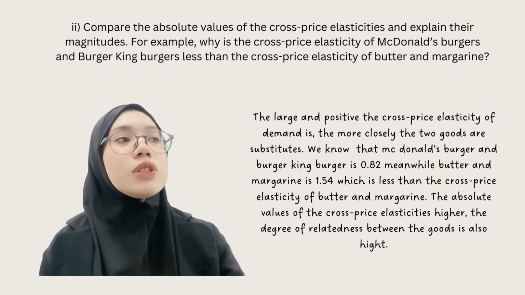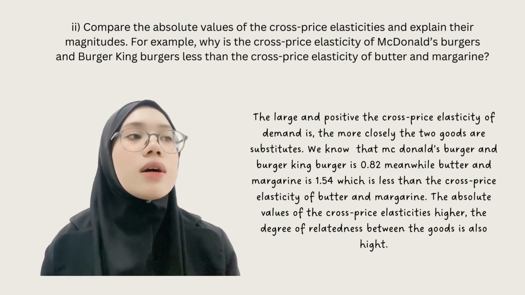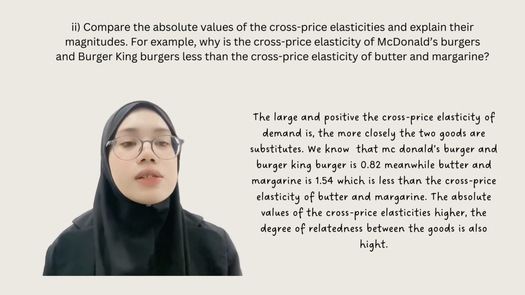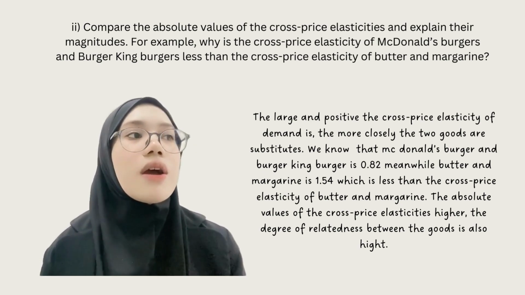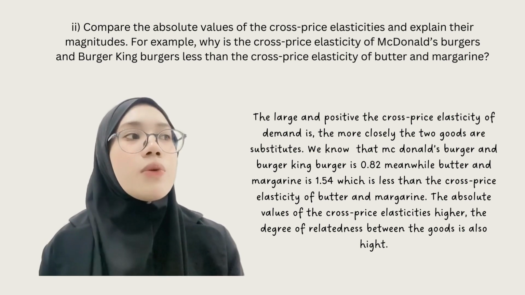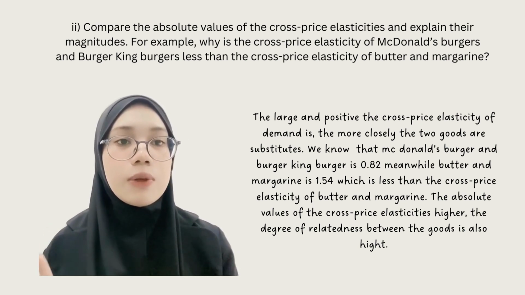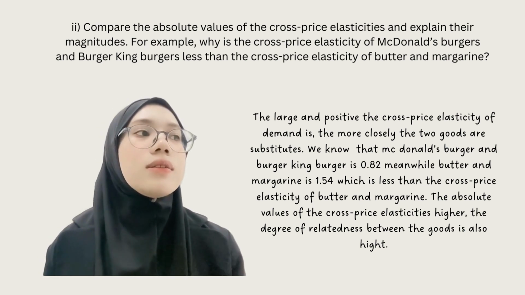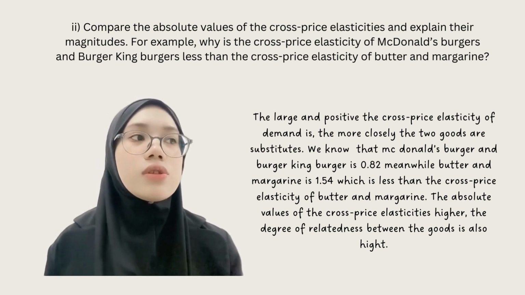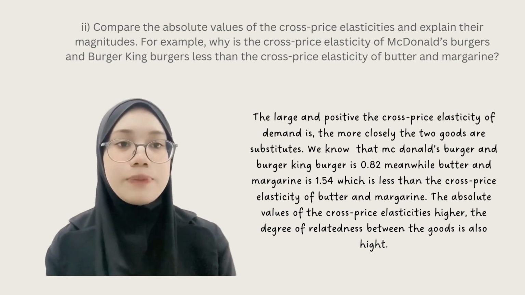The degree to which two commodities can be substituted for one another increases with a big and positive cross elasticity of demand. So burgers from McDonald's and Burger King have a cross elasticity of 0.82, whereas butter and margarine have a cross elasticity of 1.54. When the cross elasticity absolute value increases, so does the degree of relatedness between the items.